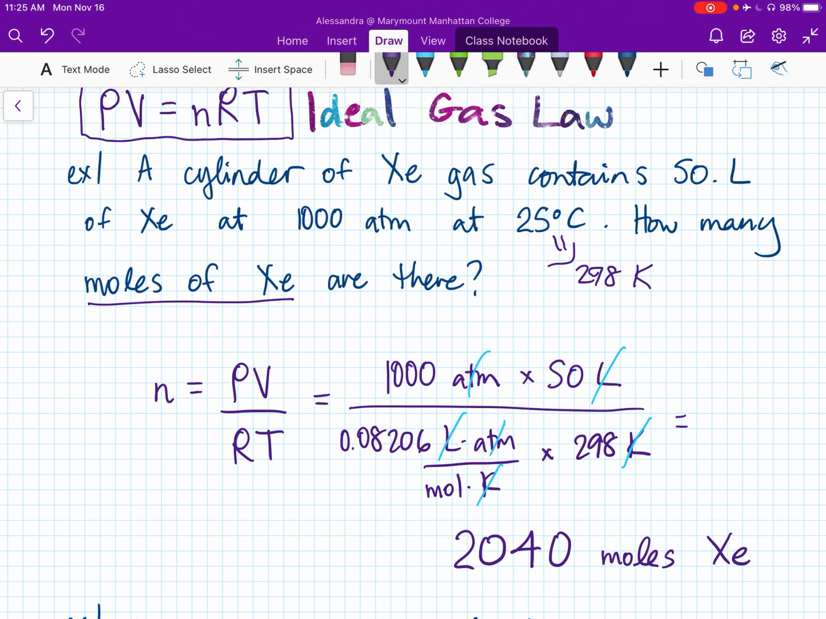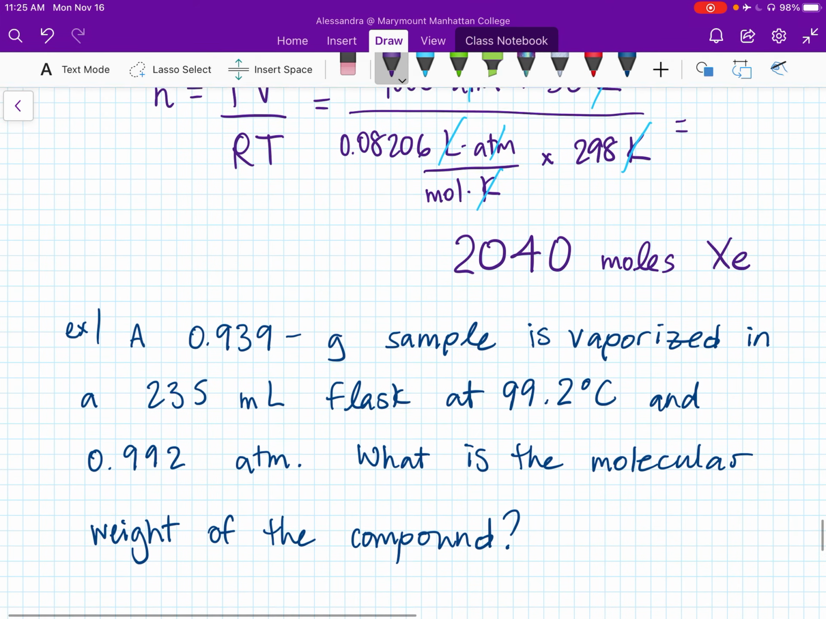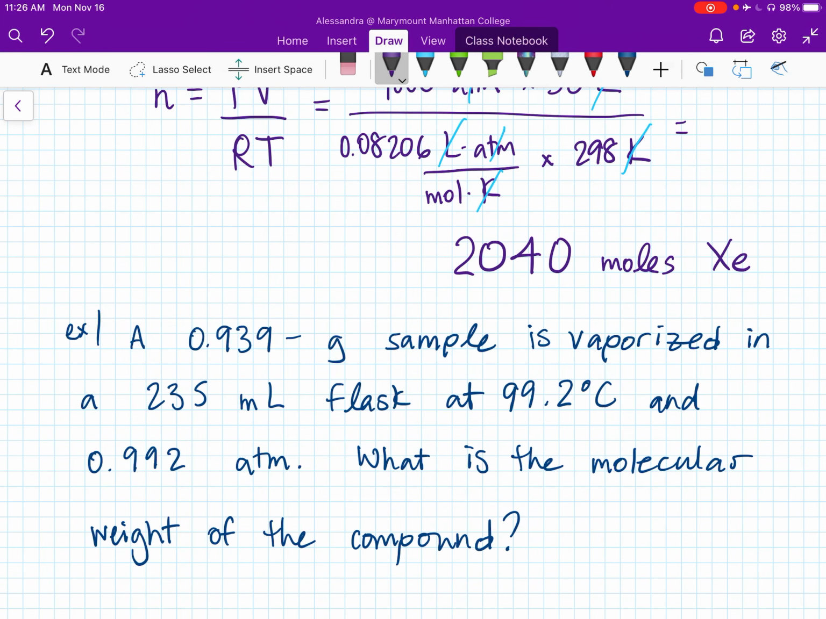Okay, so now let's make it a little bit more complicated with the next example. A 0.939 gram sample, we don't know what it is yet, is vaporized in a 235 milliliter flask at 99.2 degrees Celsius and 0.992 atmospheres, so almost atmospheric pressure. What is the molecular weight of that compound? So here we can actually exploit the ideal gas law to figure out the molecular weight of a mystery compound.